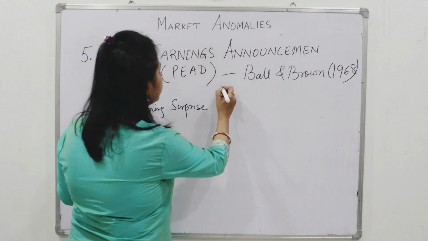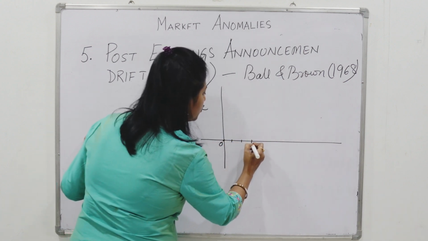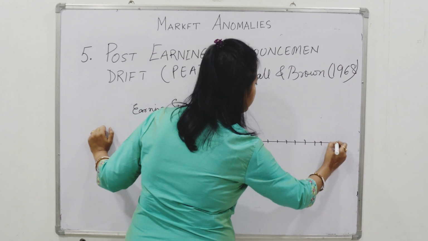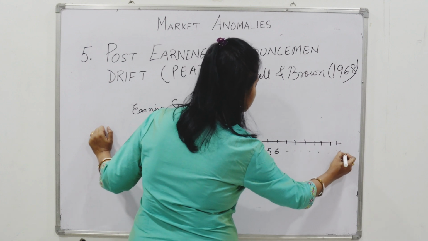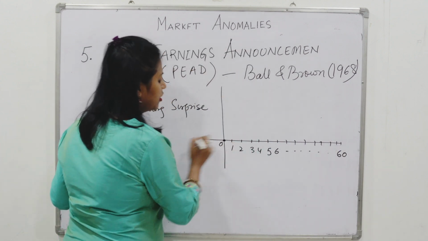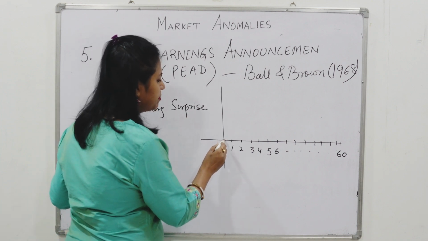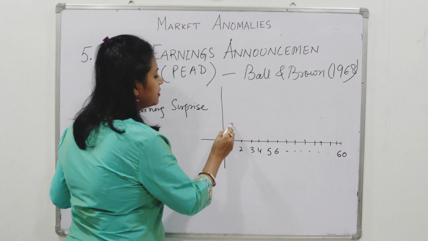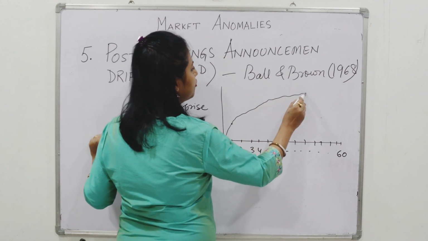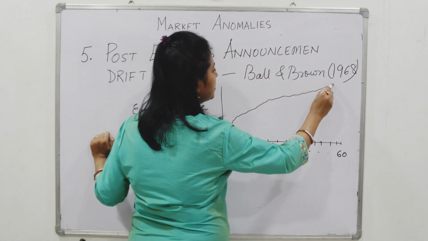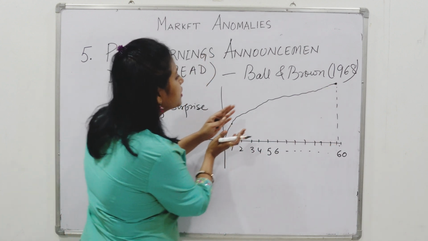In reality, it has been believed that, suppose this is the day of announcement, so day 0, and then day 1, day 2, day 3, day 4, day 5, day 6, I'll go till 60. Now on the day when this announcement has been made about a particular event, the stock jumps up immediately, and it takes a lot of time for the price to reflect all the available information. It says that it takes almost 60 days for the price to adjust with the information.